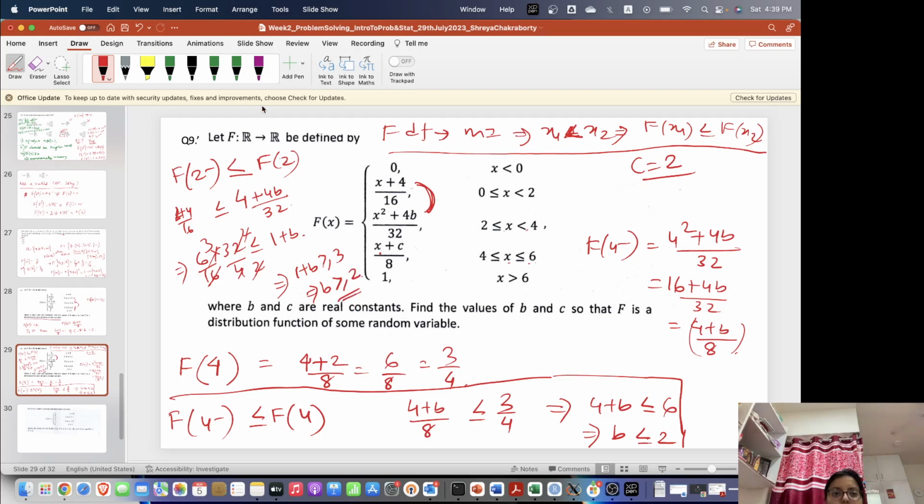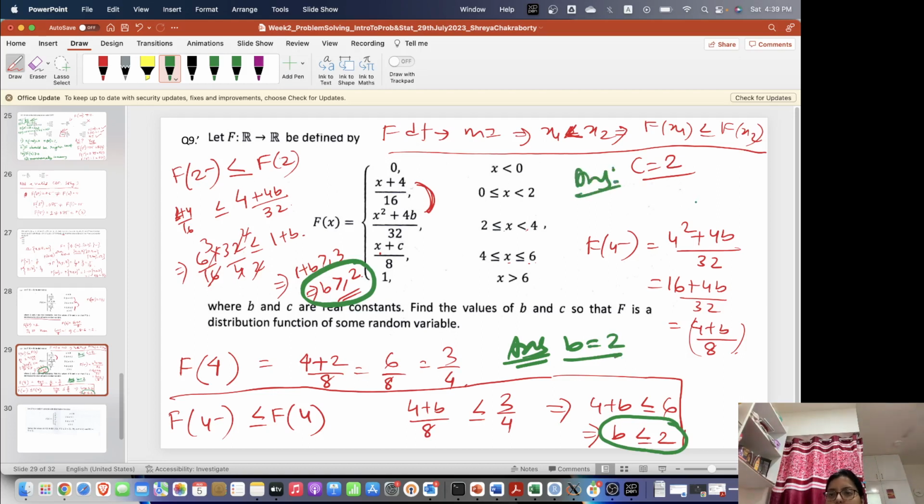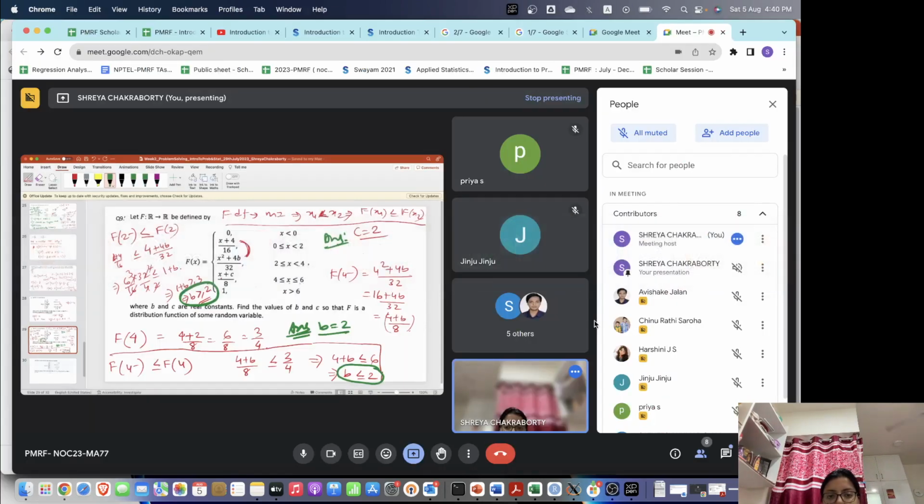So from these two equations we have two things. One is b greater than or equal to 2 and one is b less than or equal to 2. Then what is the value of b? B is actually 2, because it has to satisfy both. So the answer is C equal to 2 and B also equal to 2. Is it clear?